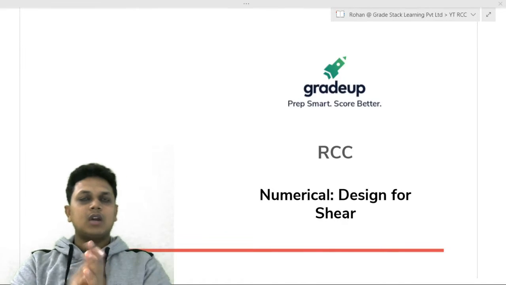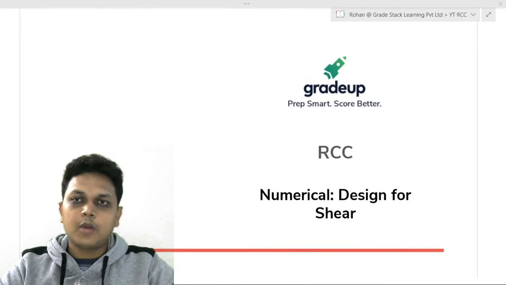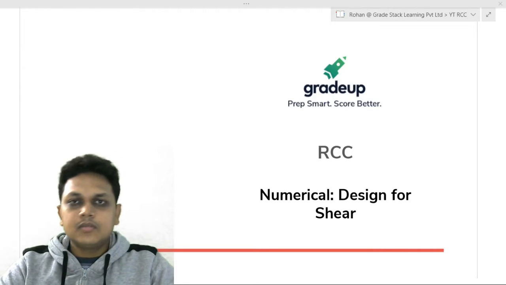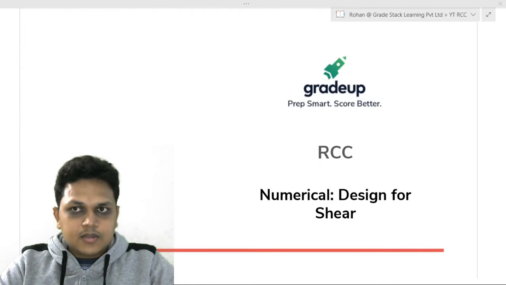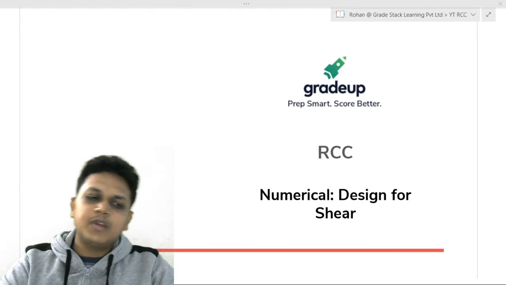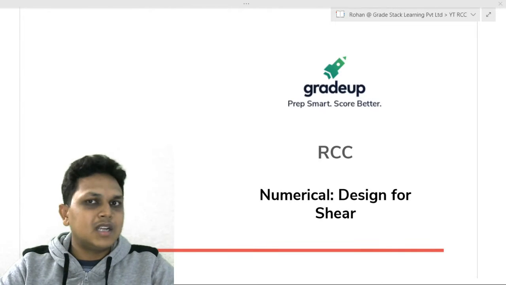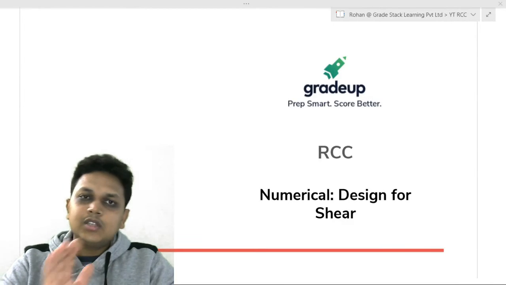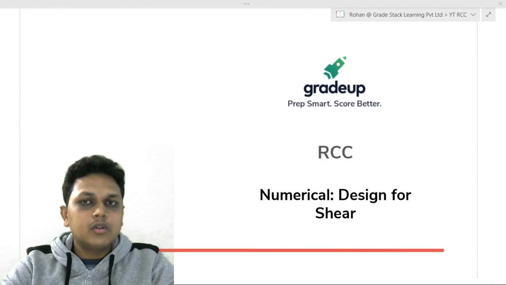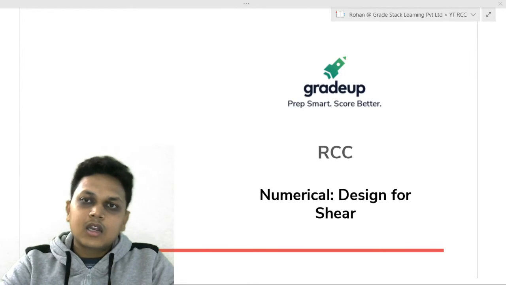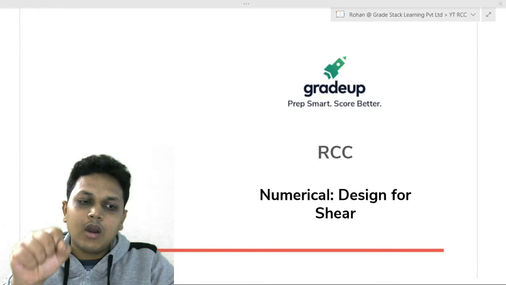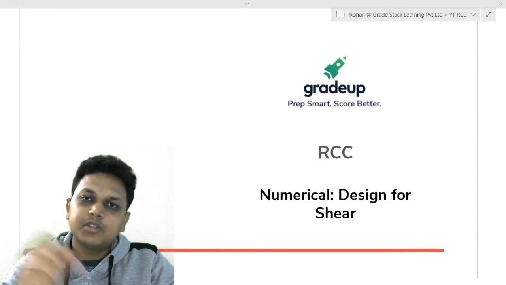So in today's session, we are going to start with the design of shear problems. From this topic, a lot of questions are asked. And in this topic, students tend to make mistakes as well because they do not understand the concepts behind the design of shear. So in this session, we are going to do a GATE previous year question through which we are going to understand all the concepts required to solve any problem which is asked from this topic.